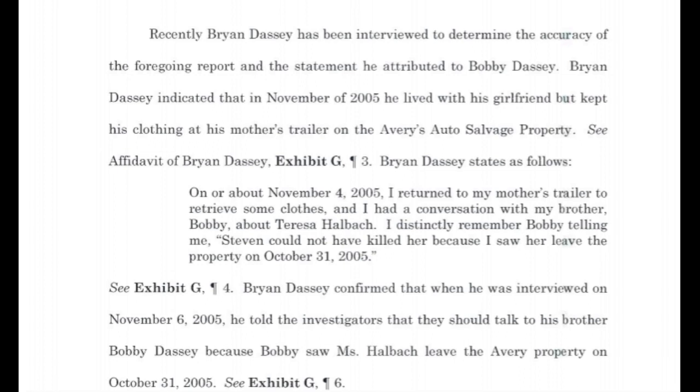Brian Dassey states as follows. On or about November 4th of 2005, I returned to my mother's trailer to retrieve some clothes, and I had a conversation with my brother Bobby about Teresa Halbach. I distinctly remember Bobby telling me, Stephen could not have killed her because I saw her leave the property on October 31st of 2005. Brian Dassey confirmed that when he was interviewed on November 6th of 2005, he told the investigators that they should talk to his brother Bobby Dassey because Bobby saw Miss Halbach leave the Avery property on October 31st of 2005.